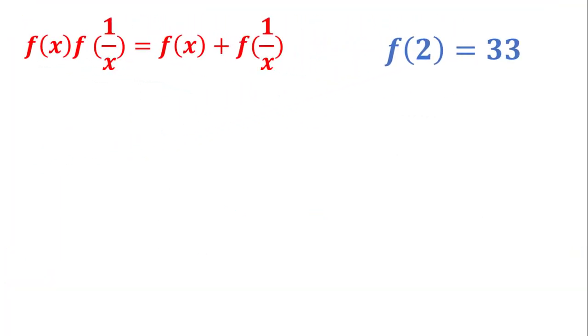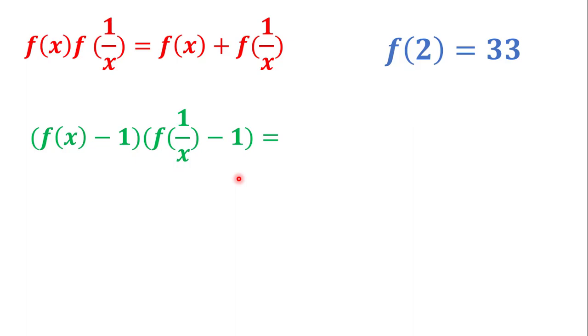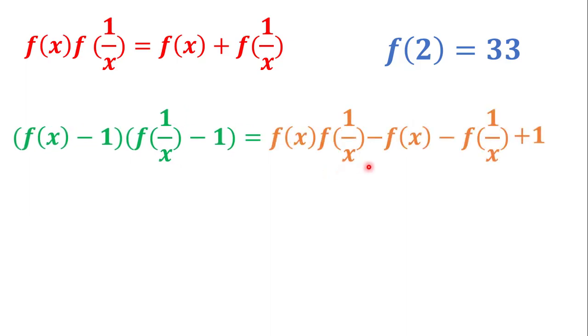In the first step, we multiply f of x minus 1 by f of 1 over x minus 1. The product of these two parentheses is going to be f of x times f of 1 over x minus f of x minus f of 1 over x plus 1. From this equation, we can say f of x times f of 1 over x equals f of x plus f of 1 over x, and these two terms with minus f of x minus f of 1 over x are going to be 0, and we're going to get 1.